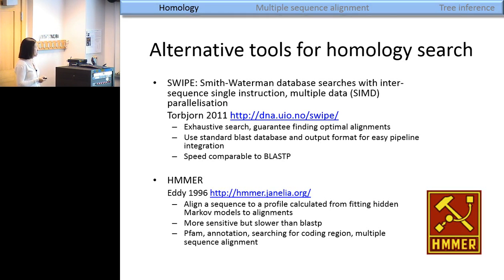And the third major one is HMMER. So it's different from both SWIPE and BLAST. In HMMER, you use profile alignment to fit a hidden Markov model to the alignment, and then align your query sequence to the profile.